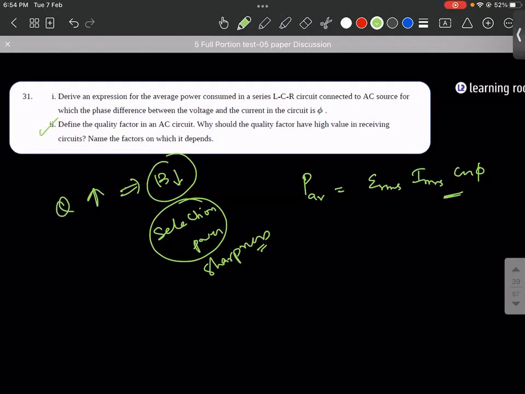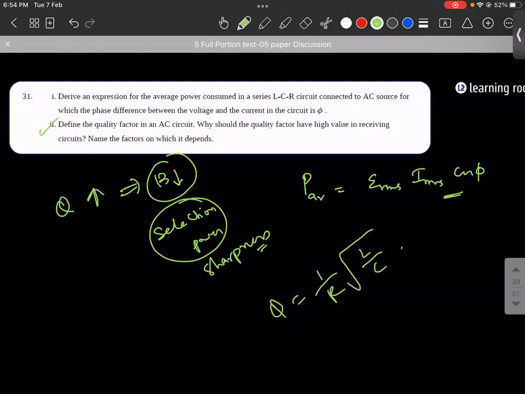So name the factors on which it depends. You know this, right? Q is equal to 1 by R into root of L by C. So what are the factors on which it depends? It depends on the resistance, inductance, and the capacitance. Clear? Sir, when bandwidth decreases, sharpness increases.